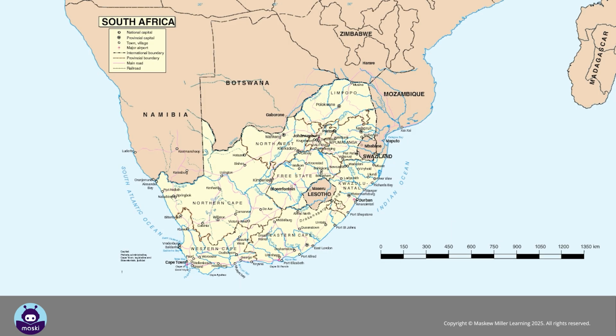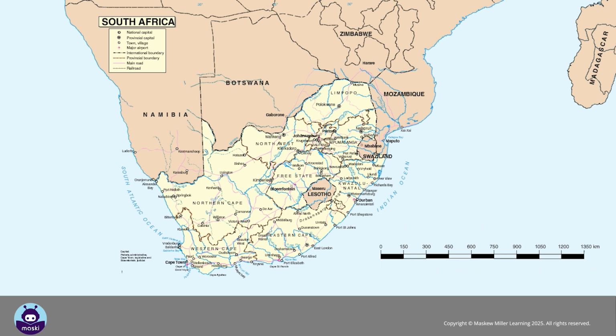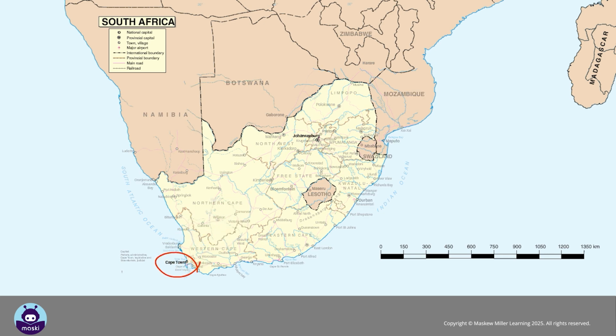Look at this map of South Africa. It has a scale of 1 centimeter to 150 kilometers. It shows the main cities in each province. We are going to measure the straight line distance between two cities, Cape Town and Johannesburg, and then use the scale to calculate the distance in reality.